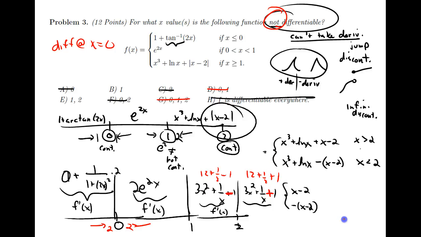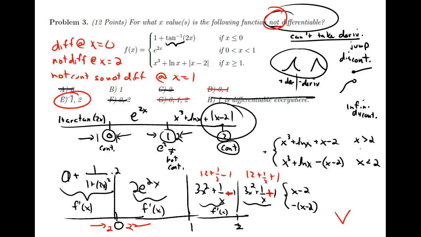I mean, just think about what absolute value does. It's going to have a cusp. So, not differentiable at 2. And, of course, we already said not continuous, so not differentiable at 1. So 1 and 2 is the answer. And that was the only one left. I guess we could have thought, maybe could have had that if it was differentiable at 2.